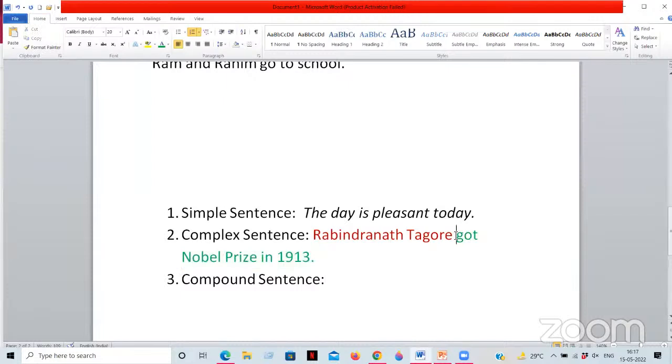So both the clauses depend on the subject, and one clause is dependent on another clause. That clause that I have removed from here, let me bring that once again. This clause is dependent on what? This clause is dependent on the main clause, that is getting Nobel Prize. That's what is called complex sentence.